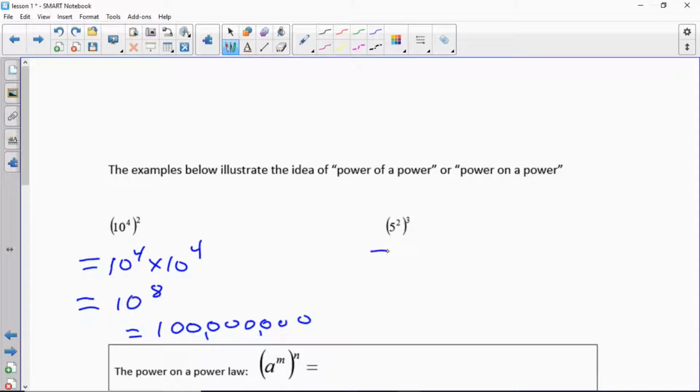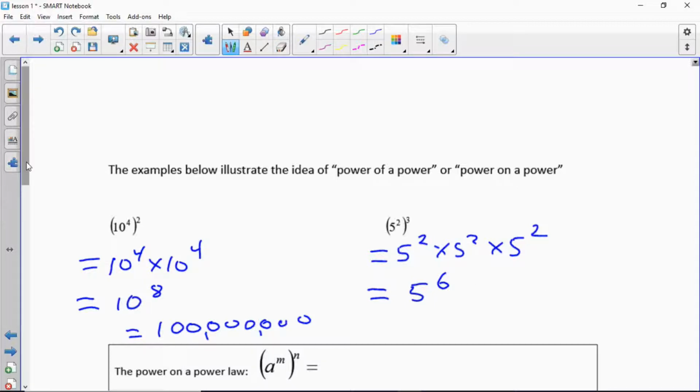5 squared to the power of 3. Okay, let's start with the power of 3. The exponent 3 says multiply this by itself 3 times. 5 squared times 5 squared times 5 squared. And again, our rule for multiplying powers says you can add those exponents. 2 plus 2 plus 2 is 6. You get 5 to the power of 6. If it helps, you could imagine 5 times 5, times 5 times 5, times 5 times 5, and sure enough, you'd have 5 to the power of 6, 6 5's there.